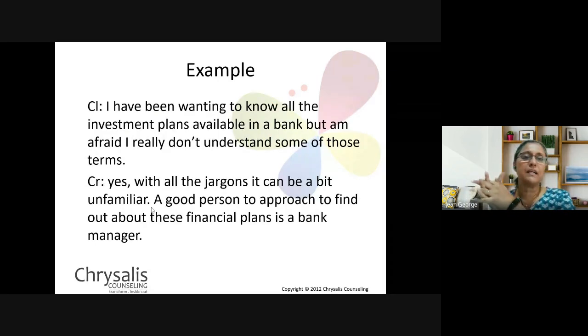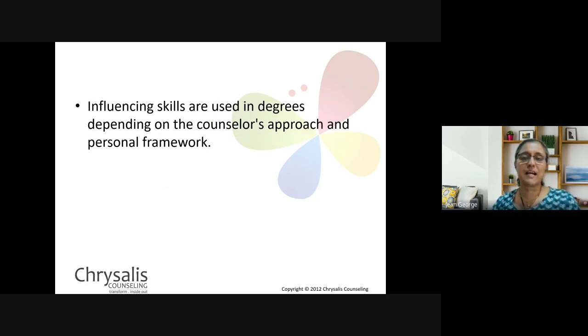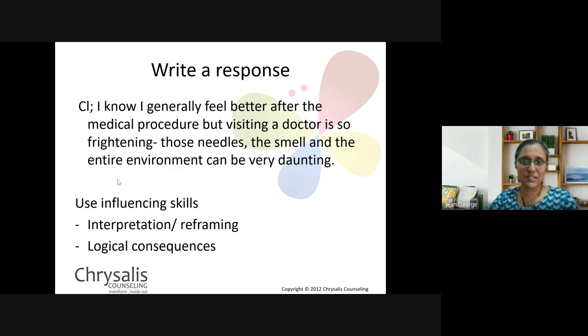So here's an example. The counselee says, I have been wanting to know all the investment plans available in a bank, but I'm afraid I really don't understand some of those terms. So here the counselor says, yes, with all those jargons, it can be very unfamiliar. Maybe a good person to approach is a bank manager. So here you're giving certain details that are necessary for them. Okay. So remember that influencing skills are used in degrees depending upon the approach of the counselor as well as your personal framework. Depending on what kind of approach you use in the way you work with a counselee is what is beneficial. Okay, let's do maybe one or two exercises. Let's just see if we can work through this.